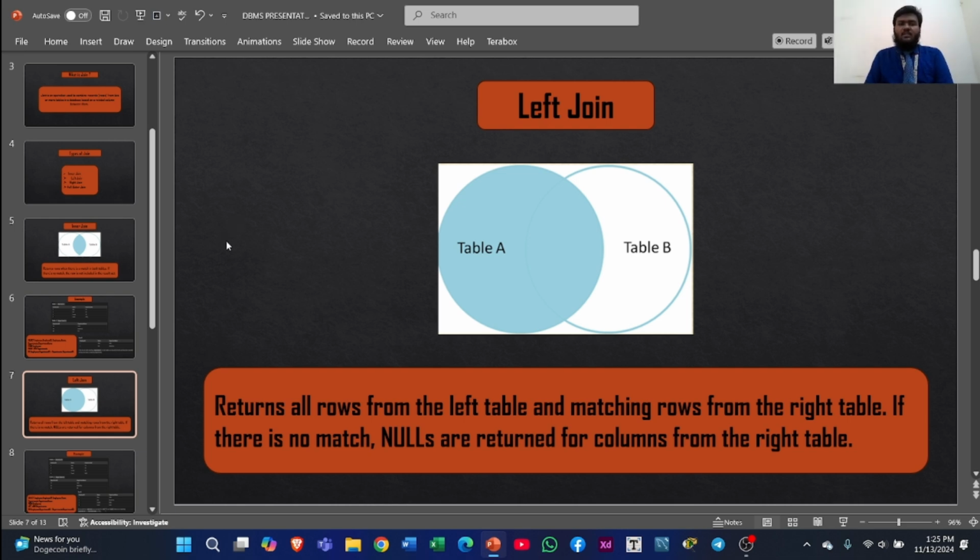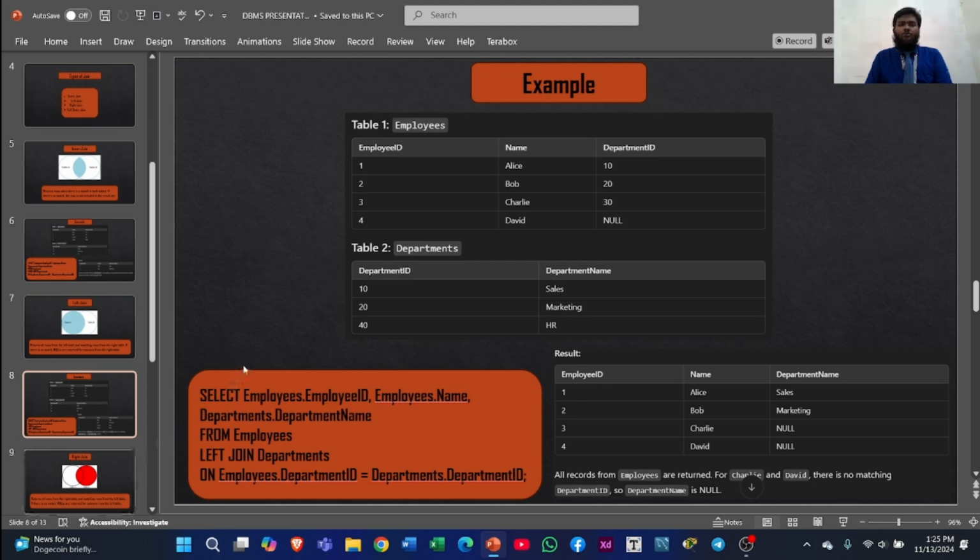Now if we see an example of left join, here are two tables. Table 1 name is employees and the name of table 2 is department. The attributes of table 1 are employee ID, name and department ID, and the attributes of table 2 are department ID and department name. Here also the primary key is the department ID because it's the same in the two tables.